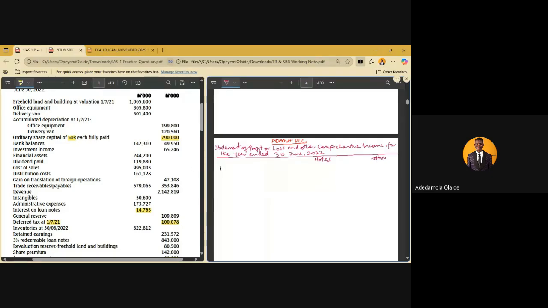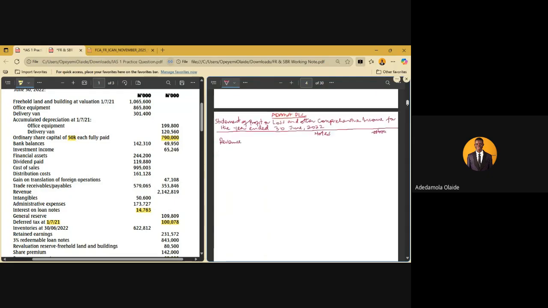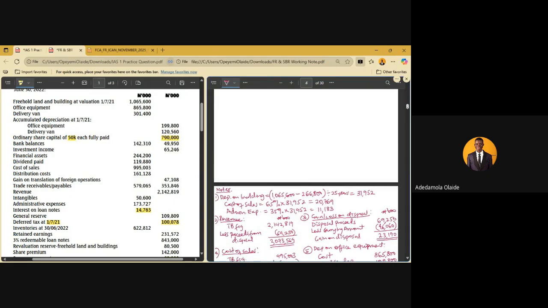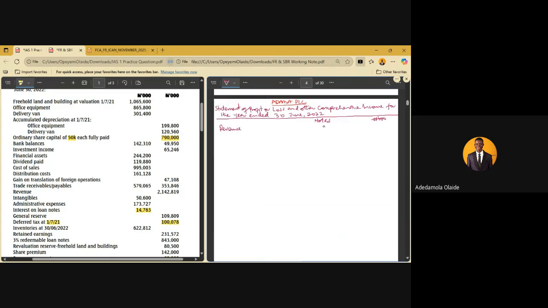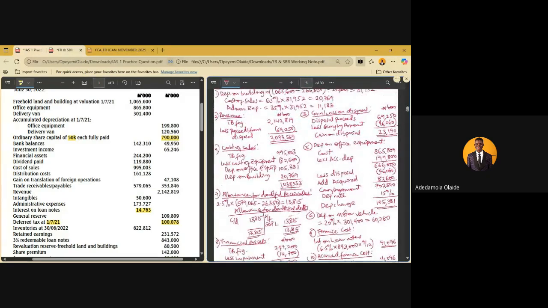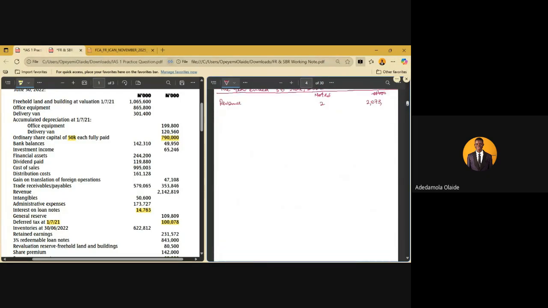So we have revenue. How much? There was a note on revenue, note 2: 2073,569. Okay. Then cost of sales.